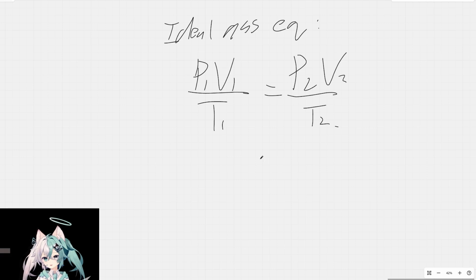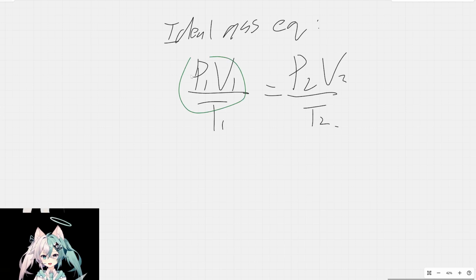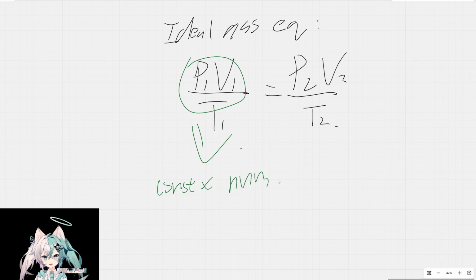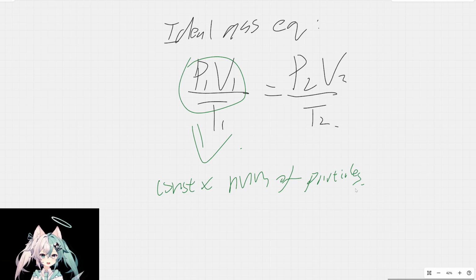And we also need to know something else as well. The thing that this part, the P1V1 over T1, stands for something else. It stands for constant times the number of particles. As I say, if the mass doesn't change, if the number of particles doesn't change, this just holds. So it's definitely constant times the number of particles, shouldn't it?